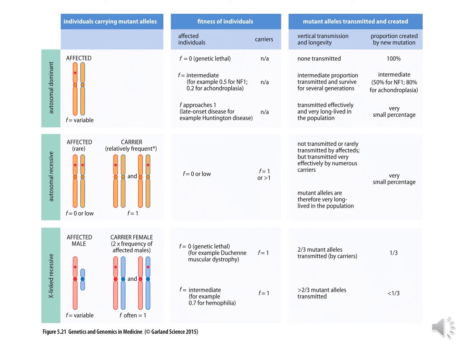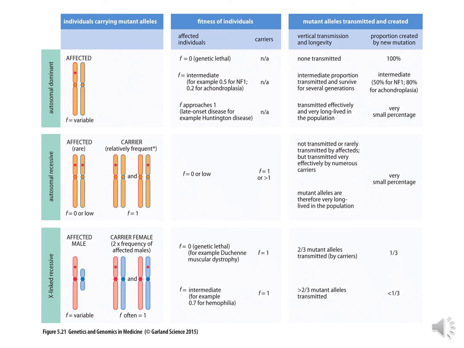Loss of mutant alleles from the population by purifying selection is balanced by the creation of new mutant alleles by fresh mutations, keeping constant the disease allele frequency in the population. And this particular slide shows this for different situations: autosomal dominant, autosomal recessive, and X-linked recessive disorders.